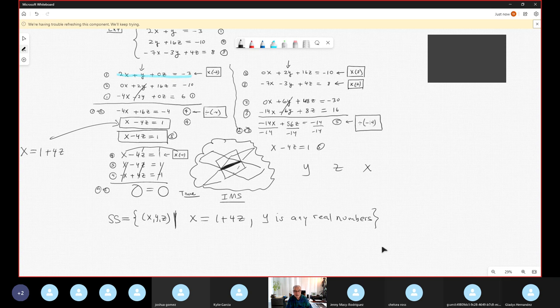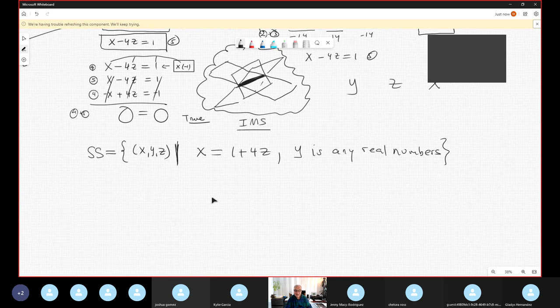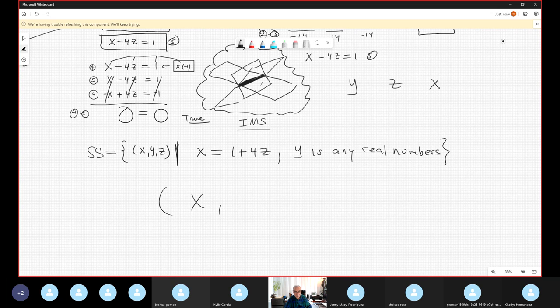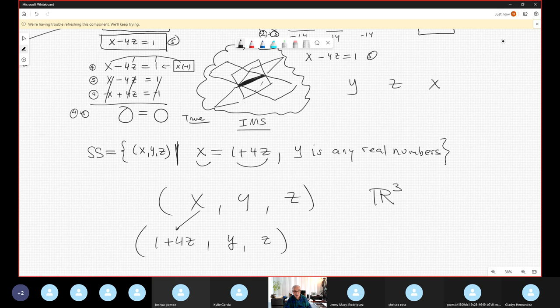Another way to represent this. Maybe in the exam they want you to represent it like this: all the triples (x, y, z). But if you write it like that, I suppose it's all of three-dimensional space, R cubed. So you put 1 plus 4z in the x place. Look at that, x is equal to that. Y is free. And z is C, because C is the same variable that you plug in here to get the x value. This is not the only way to express it. There are infinitely many ways to express this.